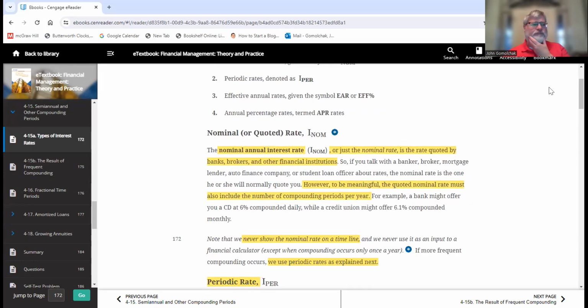Can't remember if I'm on the book or not, so I'm going to go back. Yes, I thought I was on the book, but I'll just do it again.